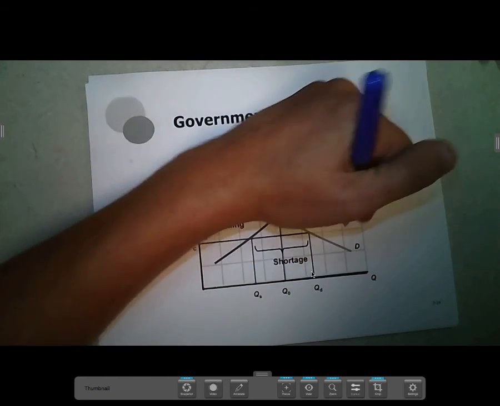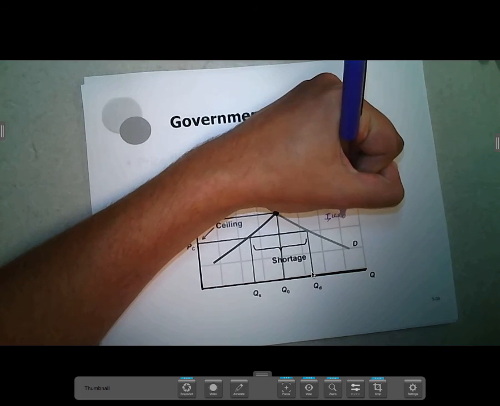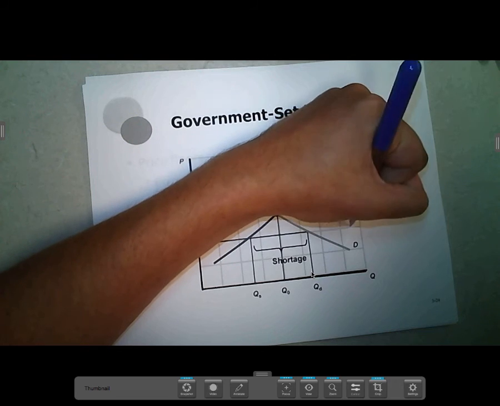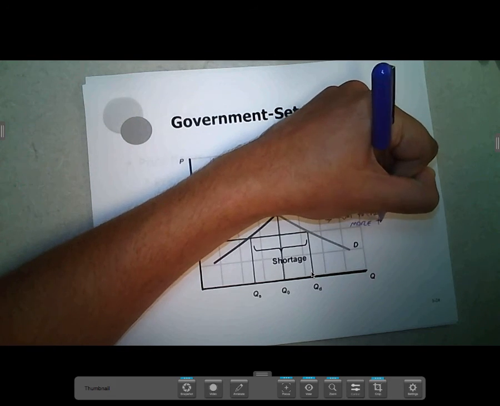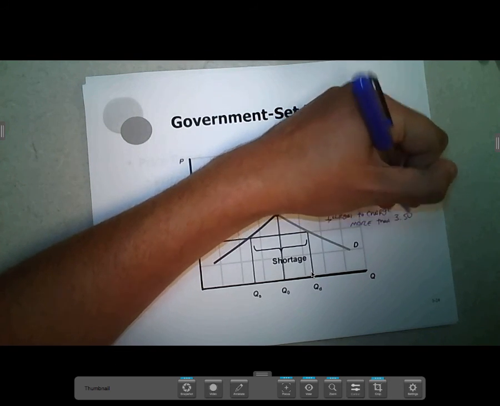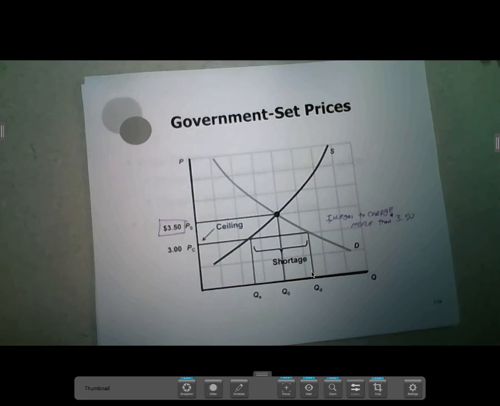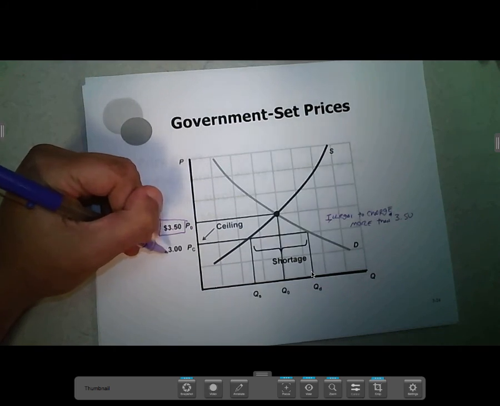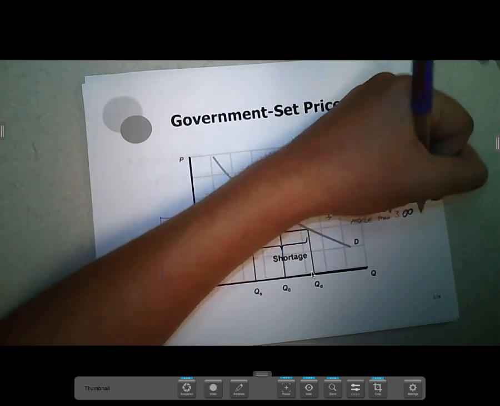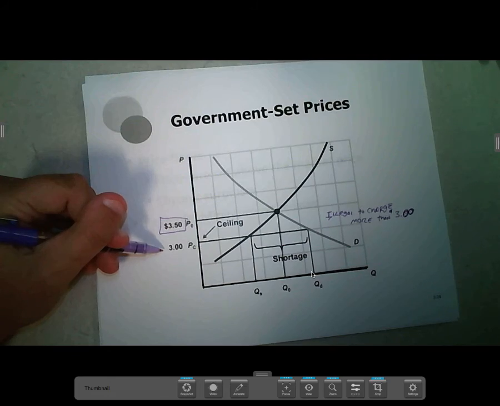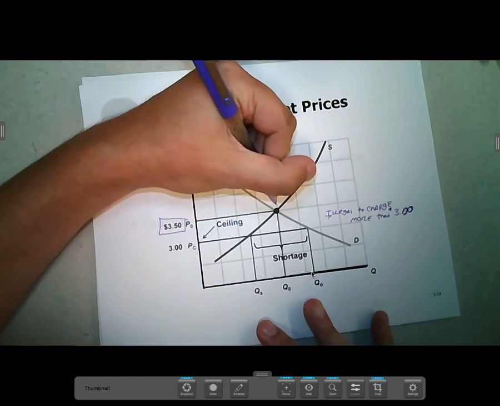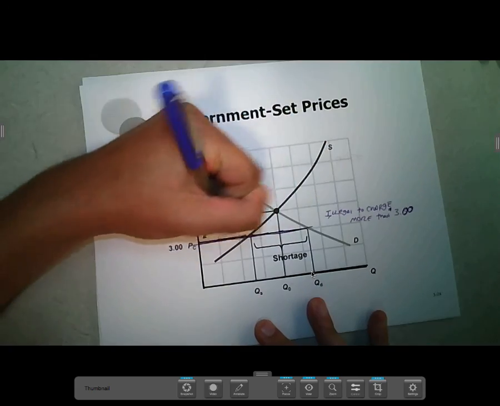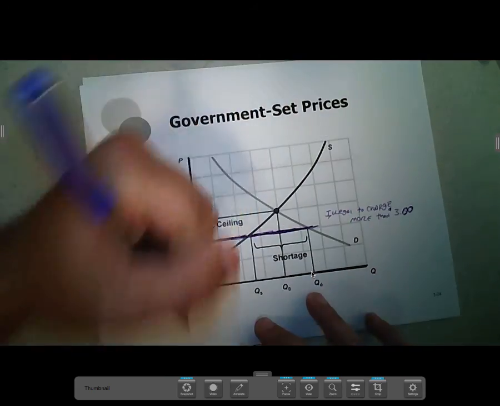So I'm going to make it illegal to charge more than $3.50 a gallon. That's a price ceiling law. So now, or I'm going to say $3. It's illegal to charge more than $3. What that does is, even though the equilibrium is here, it forces the market to be stuck right there.